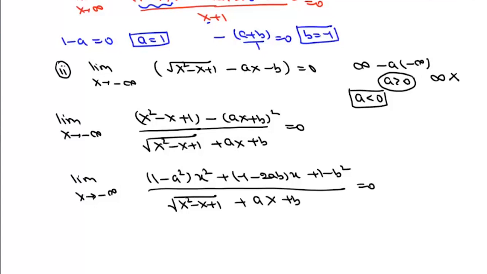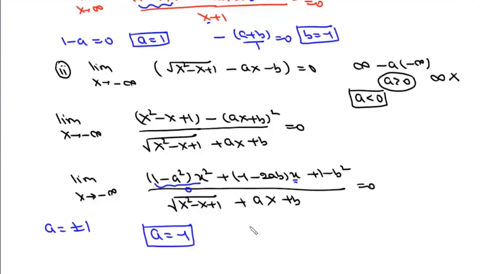Now in the denominator, highest power is 1. So in the numerator also, highest power should be 1 or less for this limit to be 0. That means coefficient of x square should be 0. From here we'll get the value of a as either plus 1 or minus 1. But we already know that a cannot be positive. So the only value of a possible in this case is a equals minus 1. Now once there is no x square, then answer to this limit will be coefficient of x.